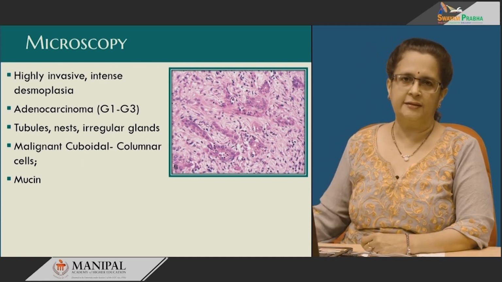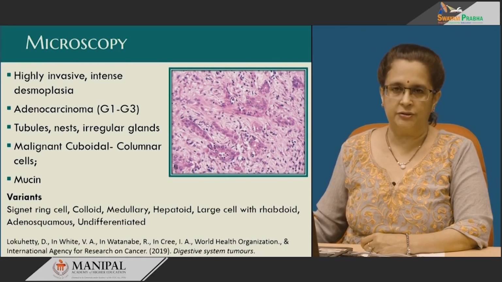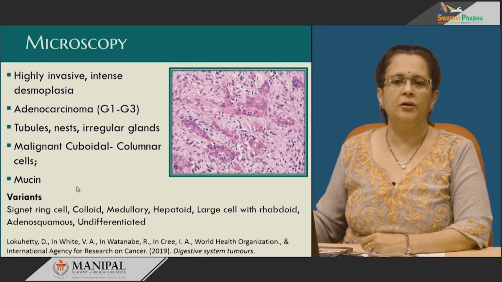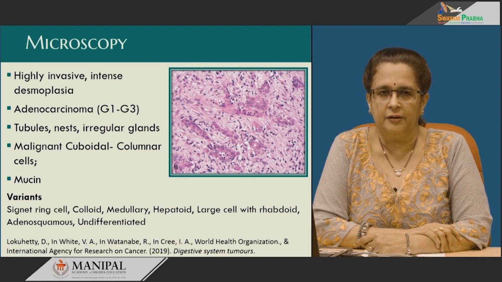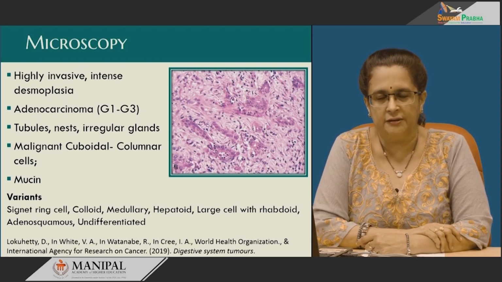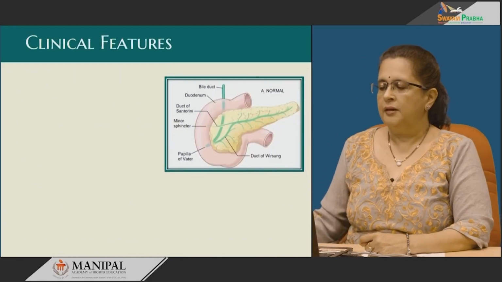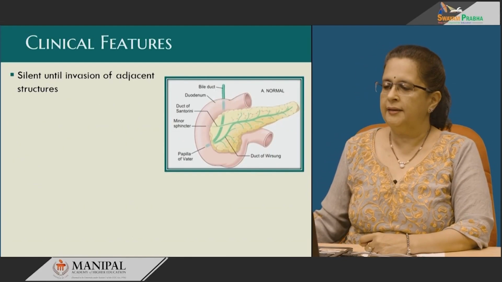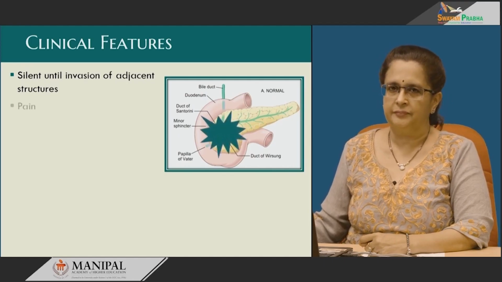Now, besides the classical type, there are variants too, like signet ring cell, colloid, medullary type, hepatoid, large cell with rhabdoid, adenosquamous, undifferentiated and undifferentiated with osteoclastic giant cells. So, clinically it is silent until invasion of the adjacent structures occurs.